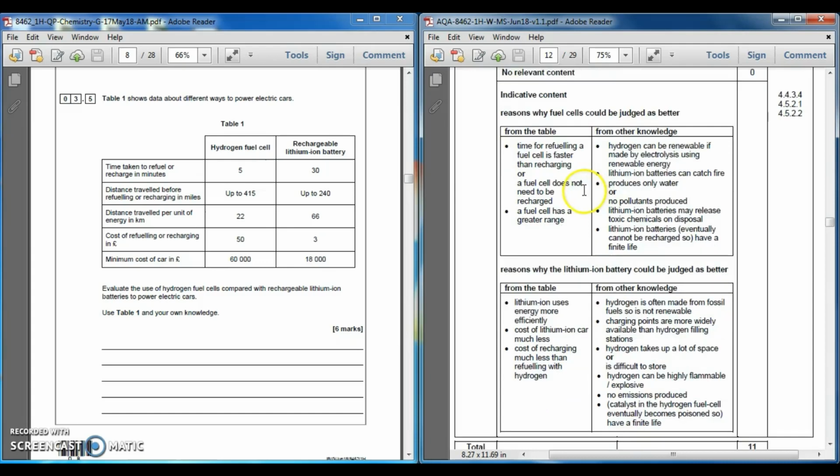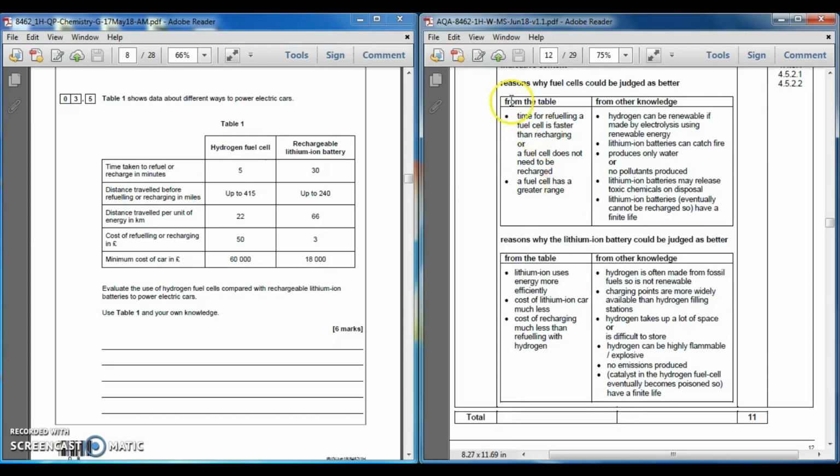Okay. Tables on the right have got some of the information that you can get from the table, and some of the information you might have brought in from your own knowledge. Other options could have existed. If you had some from each column, and you made a judgment, that's where you get 6 marks.